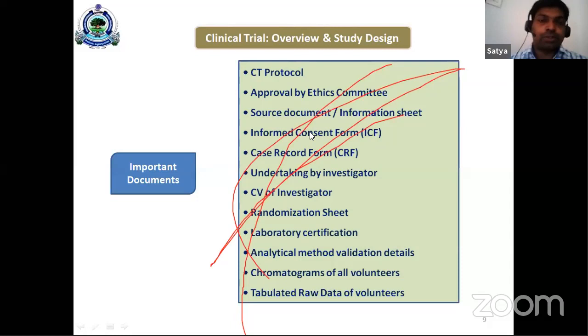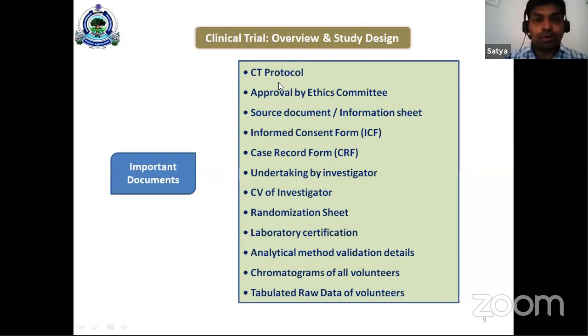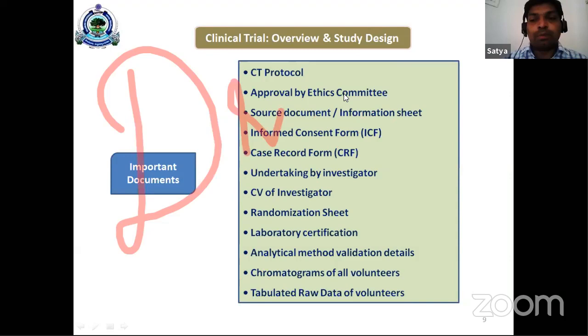Thank you. So protocol will be the document. Sometimes CROs will have their SOPs, but always the protocol will supersede the SOPs. Whatever is defined in the protocol, you have to follow, like inclusion criteria, exclusion criteria, and everything. Once the protocol is finalized, it will be approved by the ethics committee. The ethics committee consists of 5 members. They will review scientifically and ethically, and they will give permission to conduct the study if they feel it is okay.